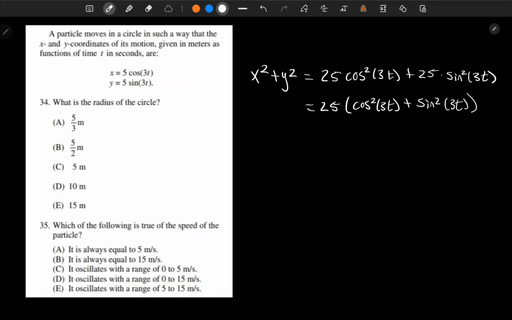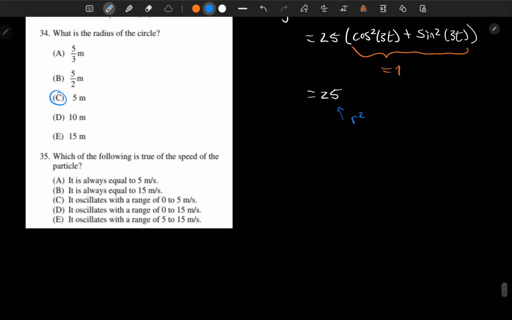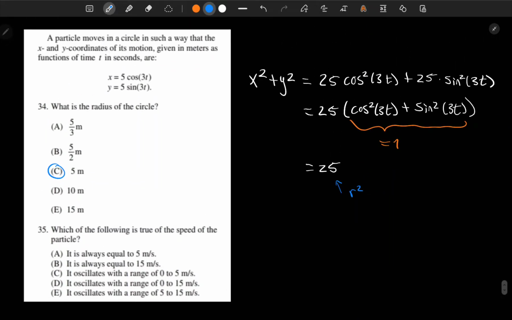But there's a trigonometric identity which says that this quantity is always equal to 1. So x squared plus y squared is equal to 25. Since this is the equation for a circle, we know that 25 is equal to the radius squared. So the radius of the circle is the square root of 25, or 5. So the answer here is C. And finally, which of the following is true of the speed of the particle?